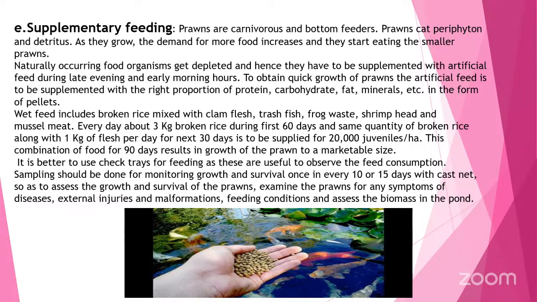Sampling should be done for monitoring growth and survival once in every 10 or 15 days with a cast net so as to assess the growth and survival of the prawns. Examine the prawns for any symptoms of diseases, external injuries and malformations, feeding conditions, and assess the biomass in the pond also.